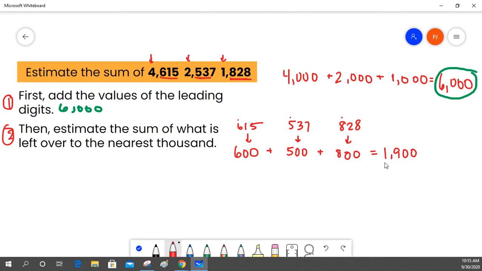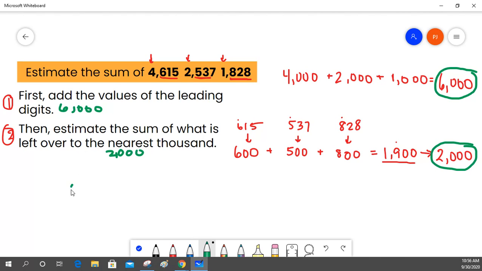So 1,900 rounded to the nearest thousand. I see that there is a 9 in the hundreds place, so that tells me I need to round up. So this number is going to round to 2,000. I'm going to circle that, and I can write it here. After I have these numbers, then I can add them together, and that's going to give me my estimate.